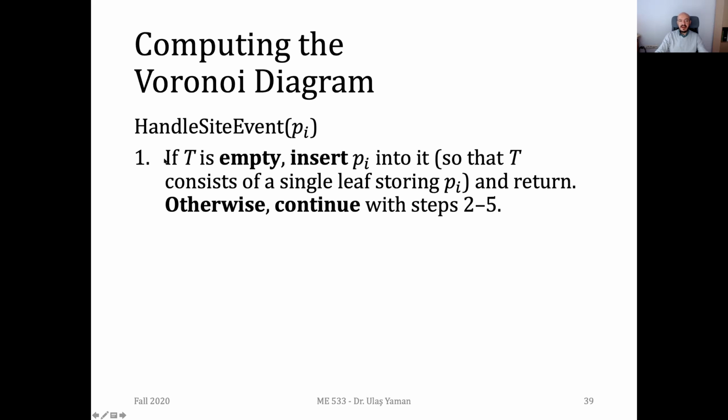So at the beginning of your implementation, you will have an empty status data structure since there is no beach line. So if T is empty, then we insert p_i, which is the first site event, into the beach line, so that our status data structure will consist of just a single leaf, and that will be p_i.